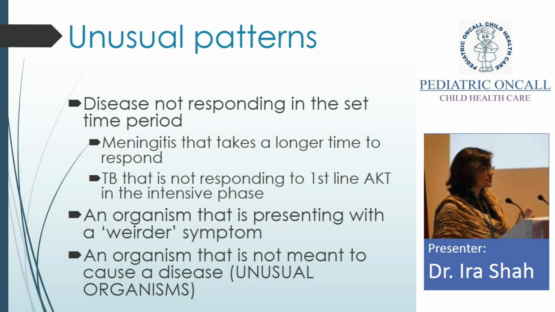So suppose, for example, we talk about Staphylococcus aureus. We don't expect Staphylococcus aureus to cause meningitis unless there is some defect in the brain, in the skull, which allows the Staphylococcus aureus to penetrate. So why would a person just come with a staphylococcal meningitis? That's a very weird symptom of Staphylococcus aureus.